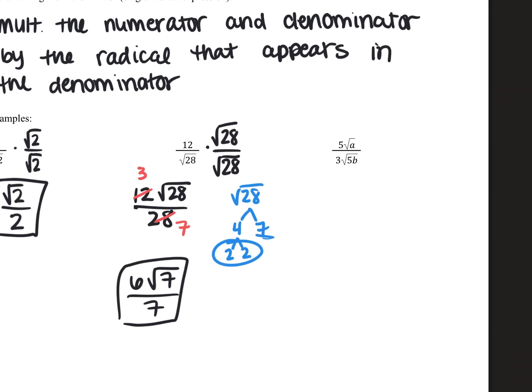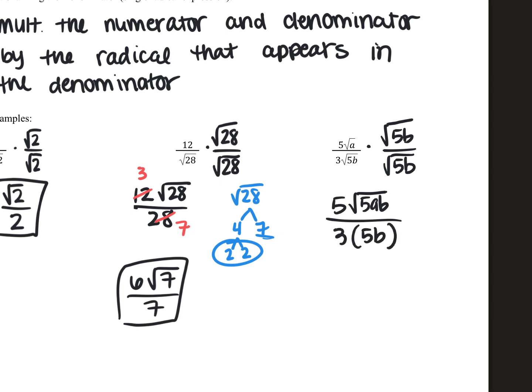My last example, 5 square root a all over 3 square root 5b. Now notice how my definition said I only have to multiply by the radical that appears in the denominator, and that's true. I don't need to multiply by the 3. So I'm just going to multiply my numerator and denominator by radical 5b. So my numerator becomes 5 square root 5ab, and my denominator becomes 3 times 5b.